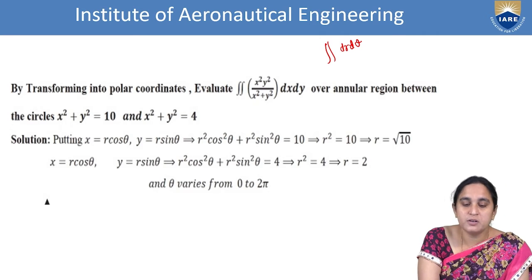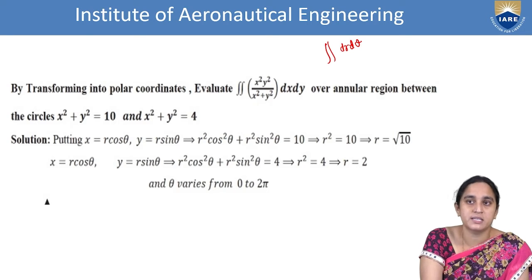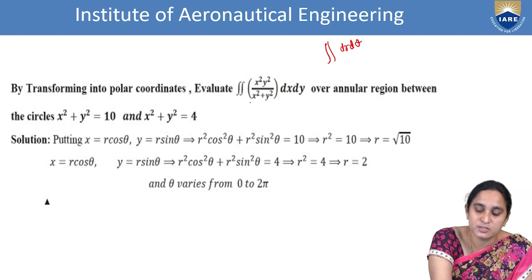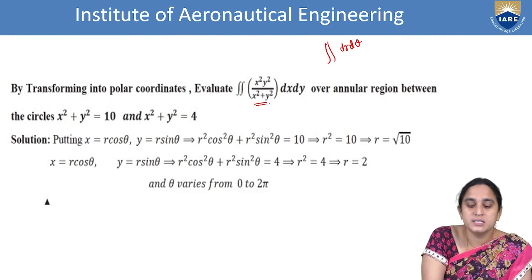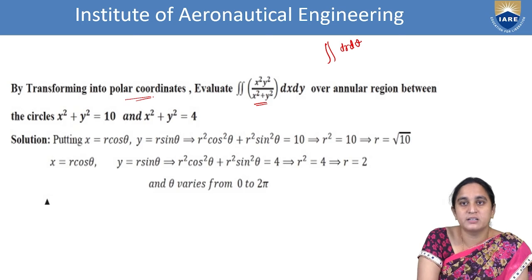Once you observe, the given question is the double integral of x square y square by x square plus y square into dx dy. What's the form of the given question? This is in the Cartesian form, which means the function is in terms of x and y. Now we have to integrate with respect to x and y. But the concept is that we have to transform the function into polar coordinates, over the annular region between the circles.